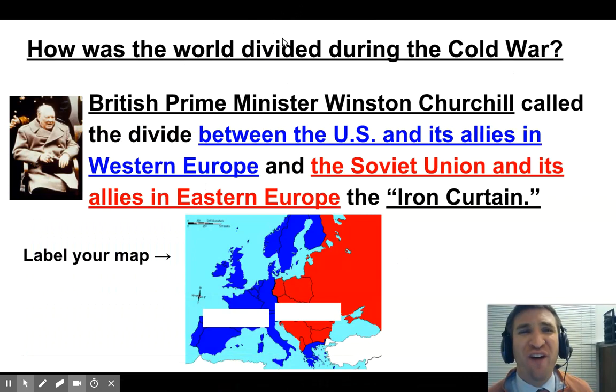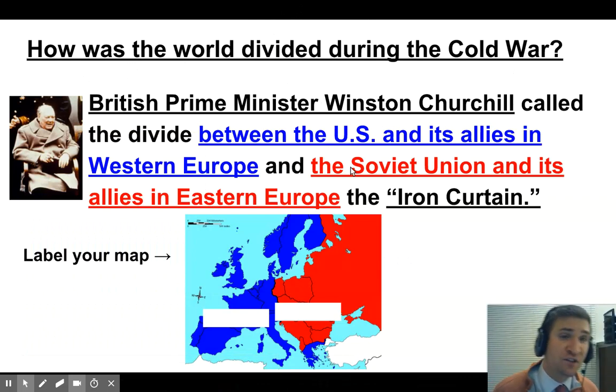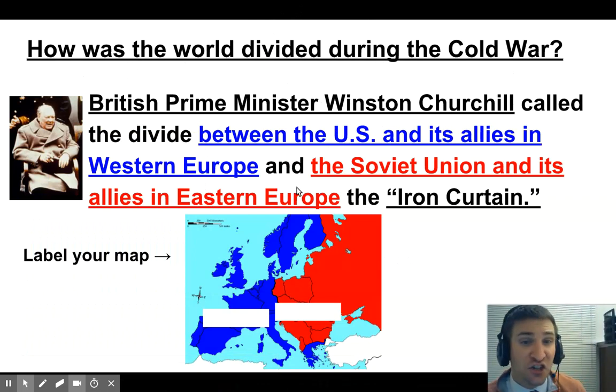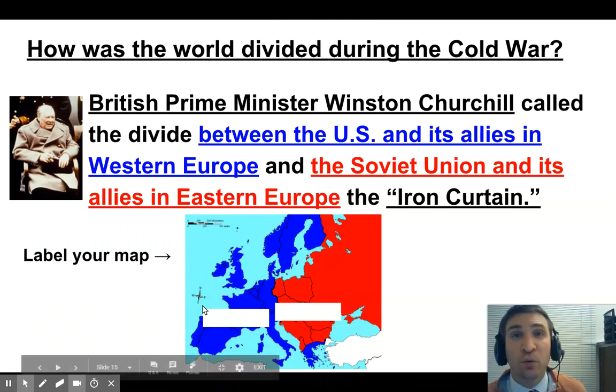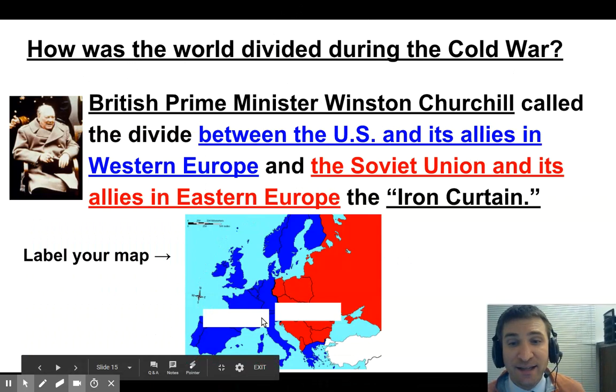How was the world divided during the Cold War? Well, there was language that was used. This man, British Prime Minister Winston Churchill, called the divide between the US and its allies in Western Europe and the Soviet Union and its allies in Eastern Europe the Iron Curtain. So please label your map. This should say Western Europe, blue, the allies of the US, and this should say Eastern Europe, the allies of the Soviet Union.